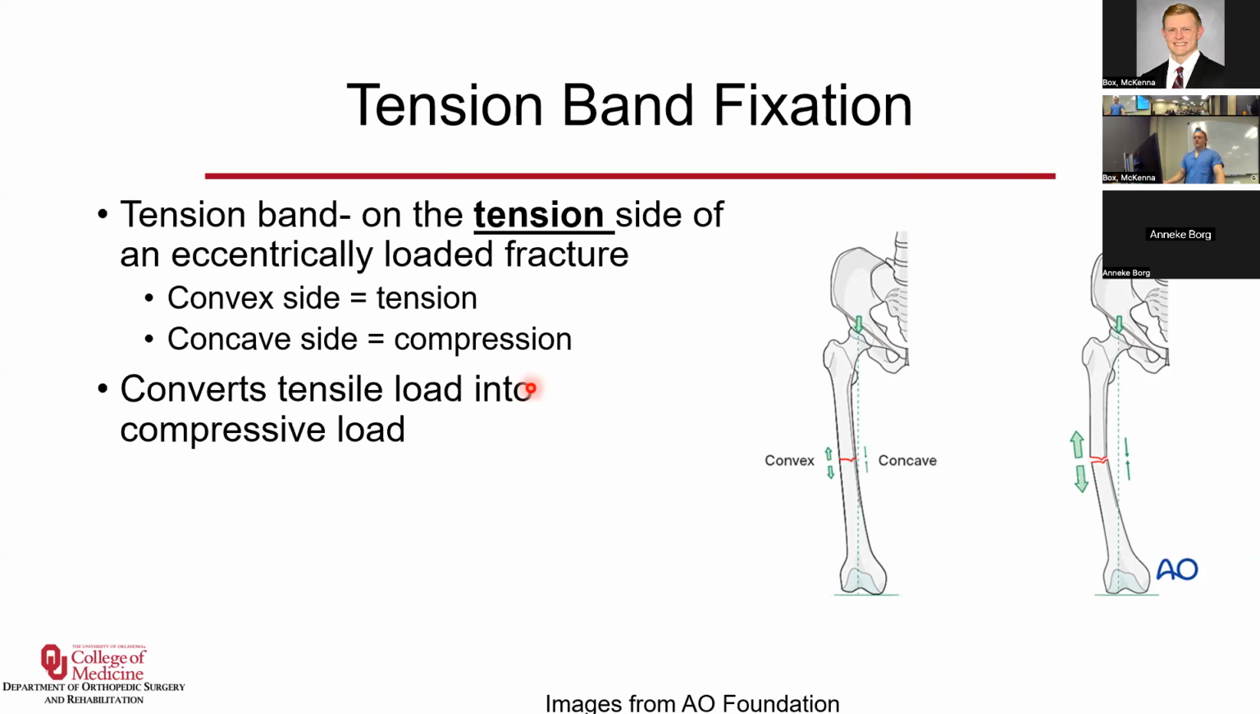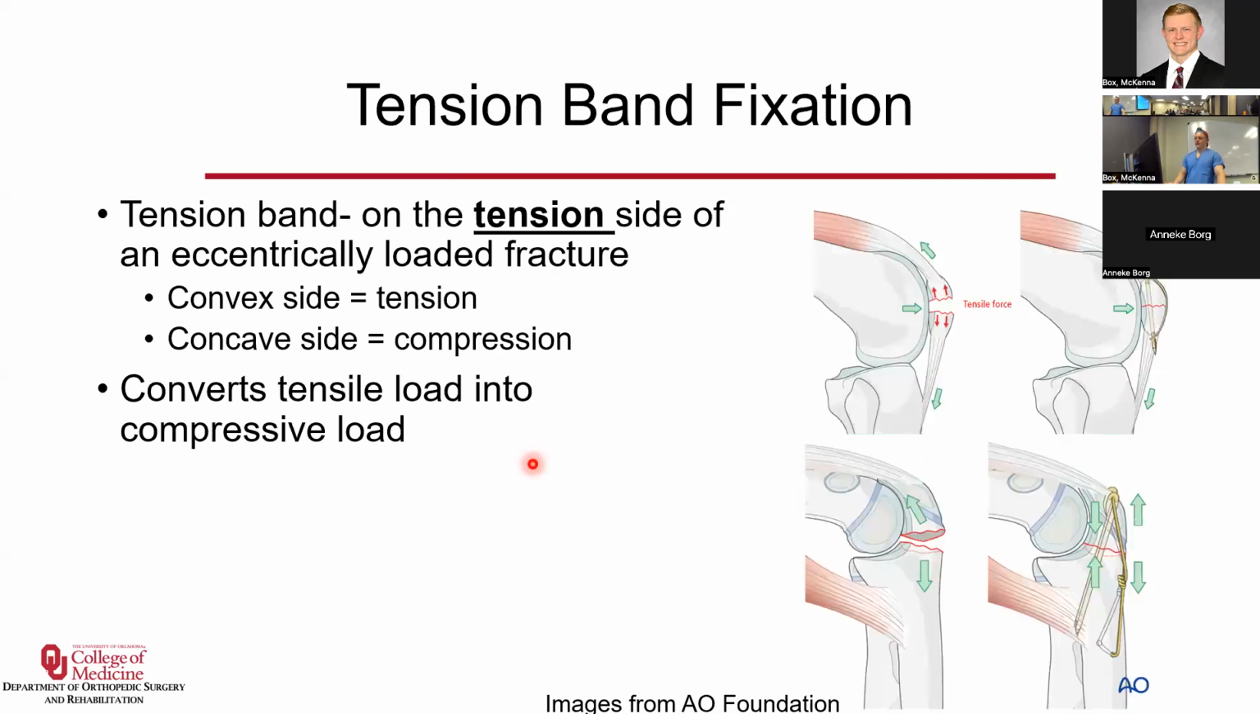Another thing is the tension band fixation. So this is when you place a plate on the tension side of an eccentrically loaded fracture. So most fractures are eccentrically loaded, which basically means force coming through here and there's a fracture. You're going to have a convex side, it's going to open up, and a concave side. So the convex side is your tension side, and that's where you're going to want to put your plate. Because if you put it on the concave side, it's going to have a lot more forces going through it and increased chances of your plate failing.